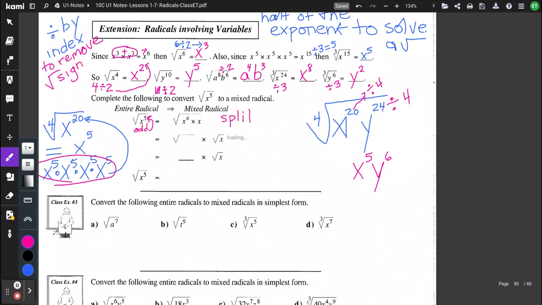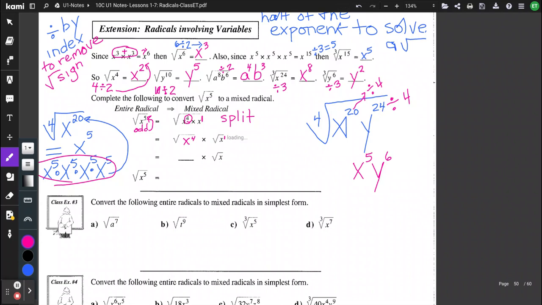So you're going to split it into something that can divide by the index. Well, what numbers can divide by the index? A 2 and a 4. You're going to take the largest one. So this guy, they picked a 4 and the 1. So here I've got x to the 4. Here I've got x to the 1.